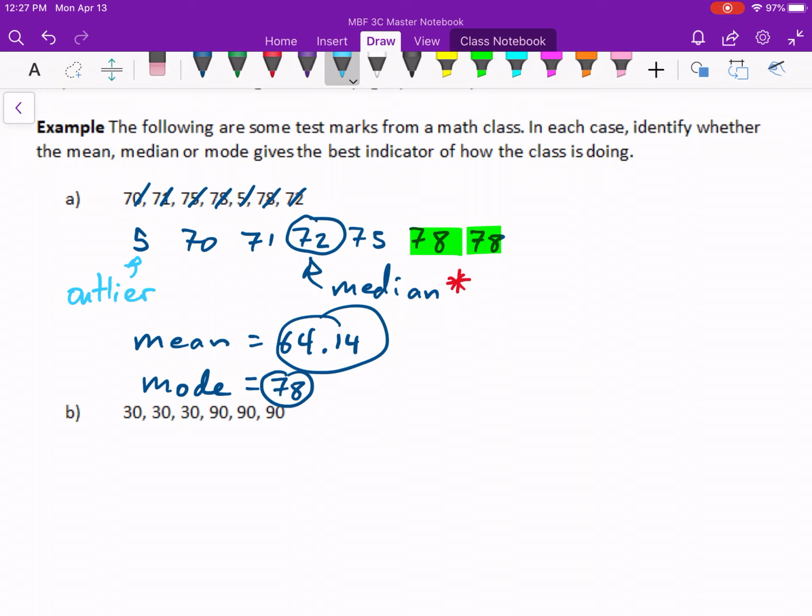And the mode is kind of high, right? I wouldn't say that 78 is really a good representation of the middle of this data set.